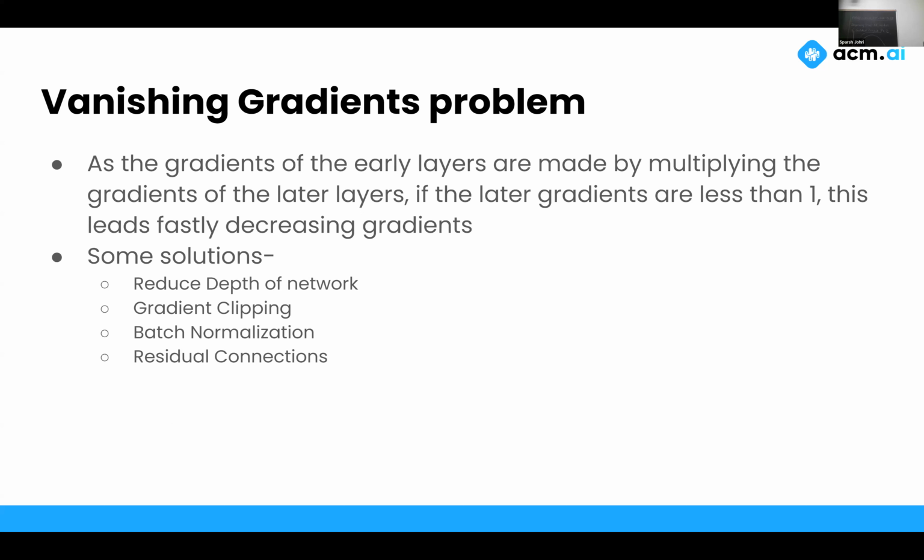Some ways to solve this issue: one is to reduce the depth of your network. Just reduce it. It's this simple. It helps a lot to reduce the depth of your network. Another thing is gradient clipping, right? Essentially, once the gradient is past a certain point, just clip it. And another is batch normalization.